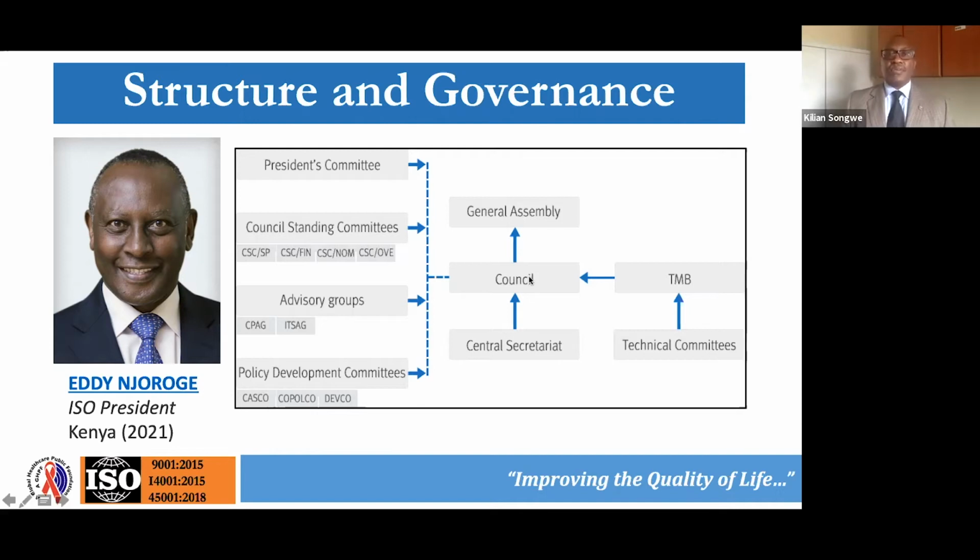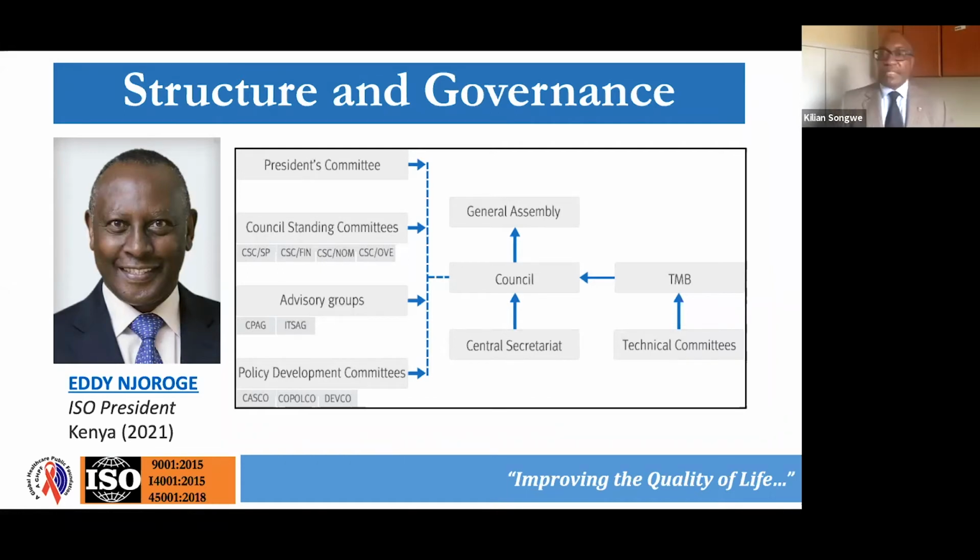this is basically what you have here. You have in the midsection of the slide the President's Committee, you have the Council Standing Committees, which is some of the people that are actually not part of the TC, but they're just other groups that provide guides. Then you have the advisory group. Then there's the Policy Development Committees, CASCO, DEVCO, and all of these feed into the council. So you have the Central Secretariat, and their work feeds into the council that also feeds into the General Assembly.